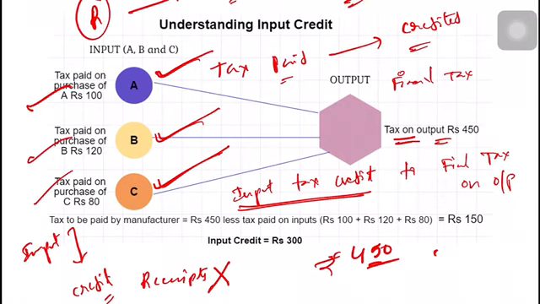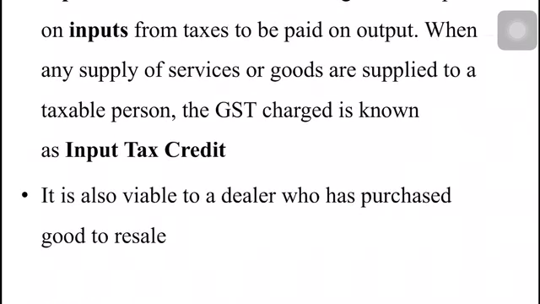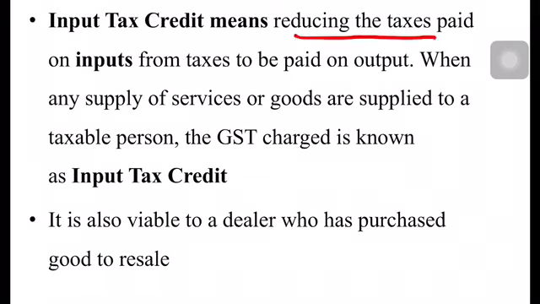Are you understanding? So in that particular context, what we have to understand is that input tax credit is nothing but reducing the taxes paid on inputs from the taxes that are to be paid on the output. When any supply of goods or services is supplied to a taxable person, GST is charged, known as the input tax credit. Are you understanding the point?